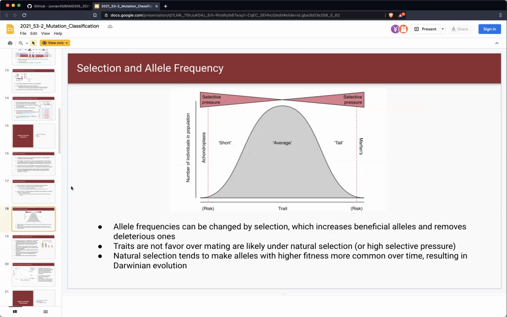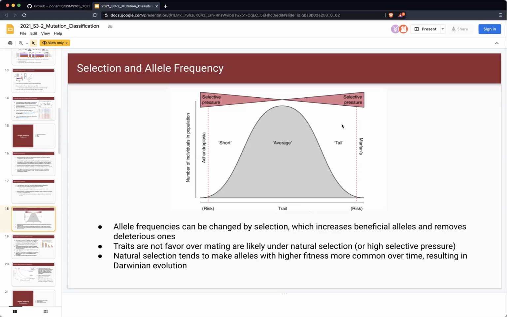That is one thing you can expect. Okay, so selection and allele frequency, right? Allele frequency can be changed by selection. What that means is that if the allele is beneficial in the population, then its frequency will increase over time. In other words, if the alleles are deleterious to the traits, then the alleles are probably removed over time in a population, and the frequency gets smaller and smaller, right?